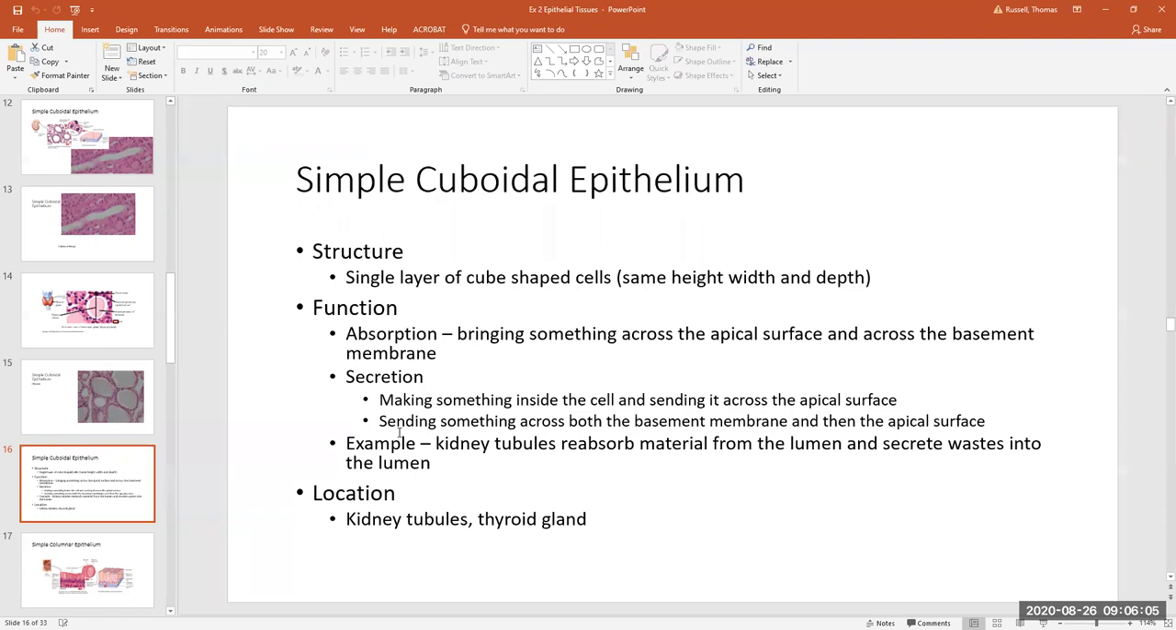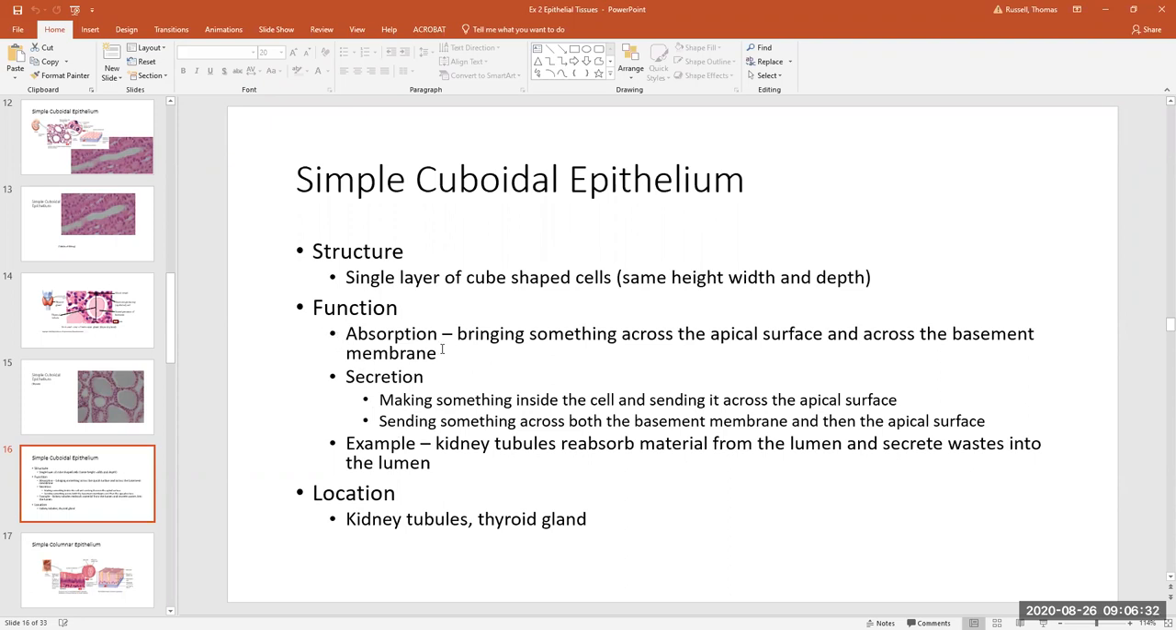Simple cuboidal epithelium, obviously a single layer of cube-shaped cells. All right, that's how we're identifying them. They function in absorption and secretion. That's what cuboidal cells do. So absorption is the ability to bring in molecules, fluid from the outside of the cell across the membrane to the inside of the cell.